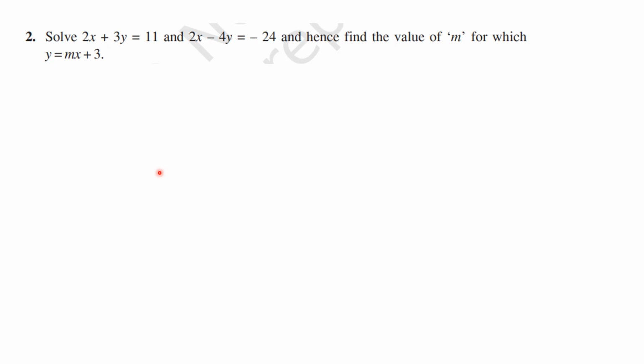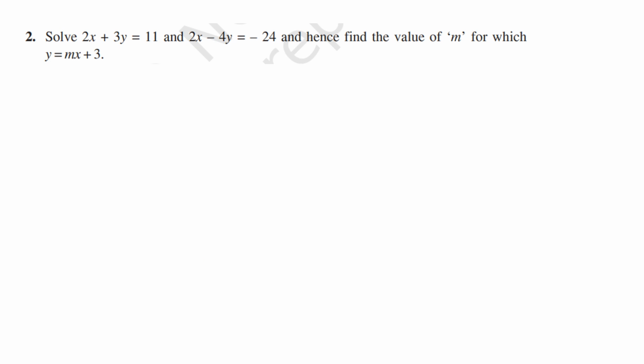Now question number 2: solve 2x plus 3y equal to 11 and 2x minus 4y equal to minus 24, and hence find the value of m for which y equal to mx plus 3. So here, first you solve the first two equations, then you will get the value of x and y. Then you have to put that value of x and y in the third equation, and then solve and get the value of m.